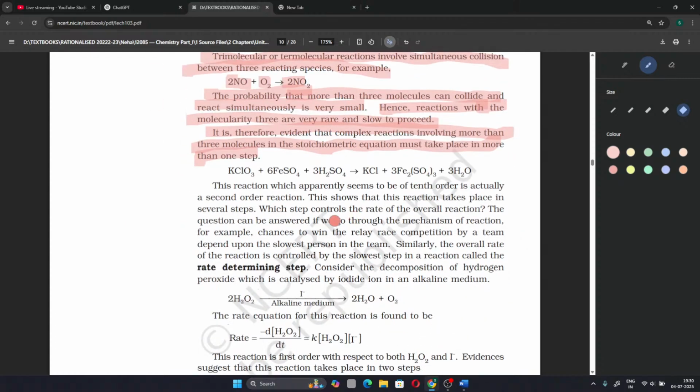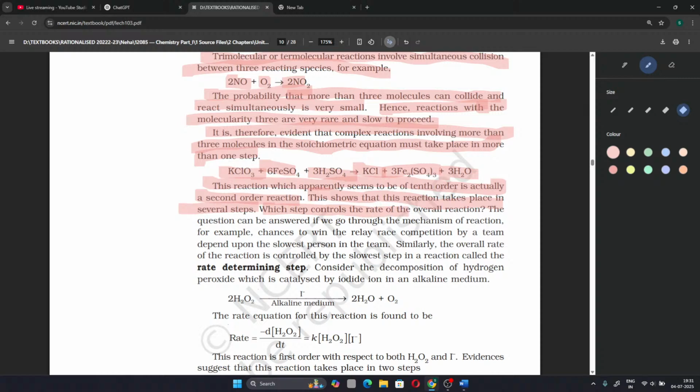In the case of potassium chlorate reacting with ferrous sulfate plus sulfuric acid giving KCl, ferric sulfate and H2O, this reaction, which apparently seems to be of 10th order, is actually a 2nd order reaction. This is not a 10th order reaction. This shows that this reaction takes place in several steps.